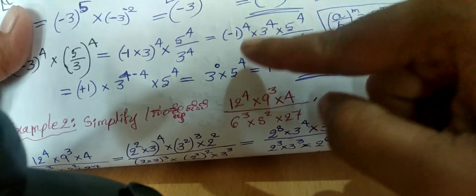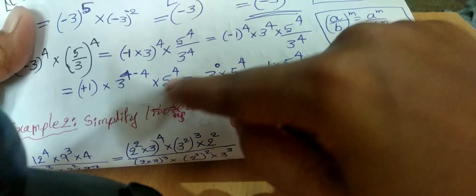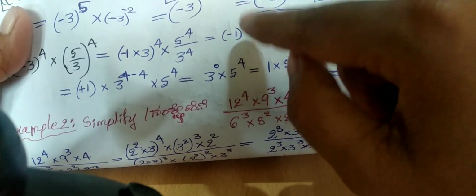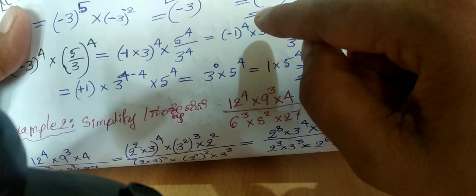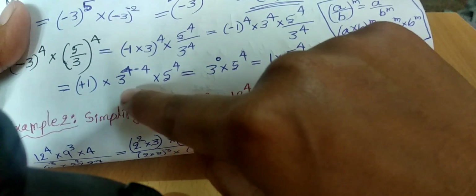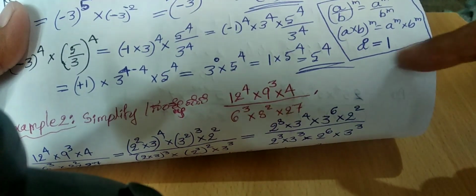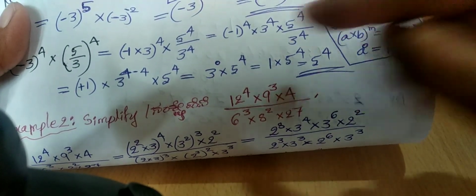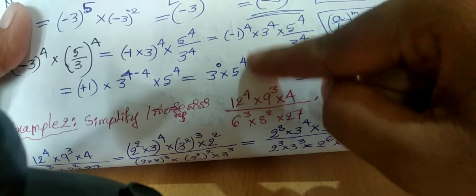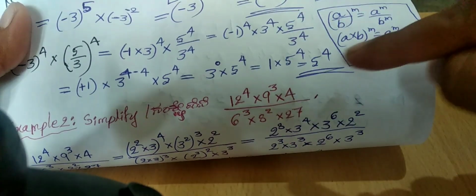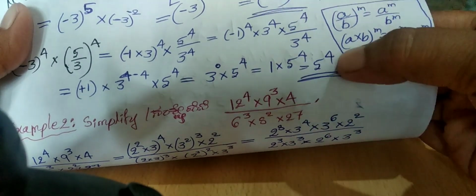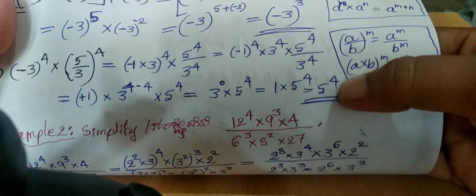Minus 1 to the power 4 is plus 1 because an even power of minus 1 is plus 1. So plus 1 into 3 to the power 4 minus 4 into 5 to the power 4. 3 to the power 0 is 1. A to the power 0 is 1, means 3 to the power 0 is 1. 5 to the power 4 into 3 to the power 0 is 1 into 5 to the power 4. So we get 5 to the power 4.